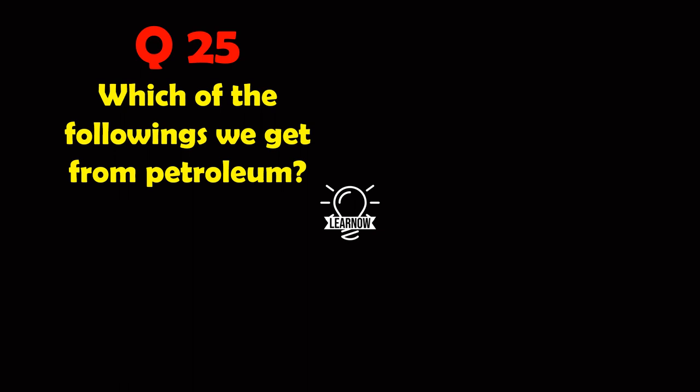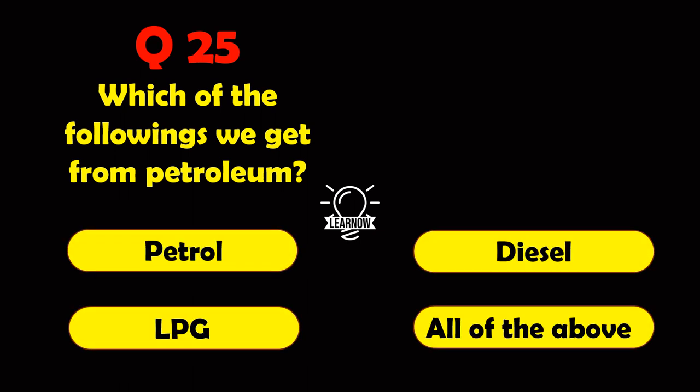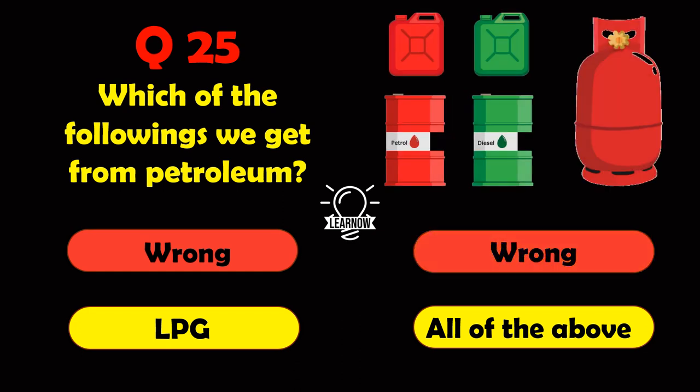Which of the followings we get from petroleum? There are the options: petrol, diesel, LPG, or all of the above. So let's find out the correct answer. Is it only petrol and diesel? So do we say that petrol and diesel, petrol alone, diesel alone, they both are wrong? So we have to say we get petrol, diesel, and LPG, all of the above, from petroleum. Let's move to the next question, question number 26.